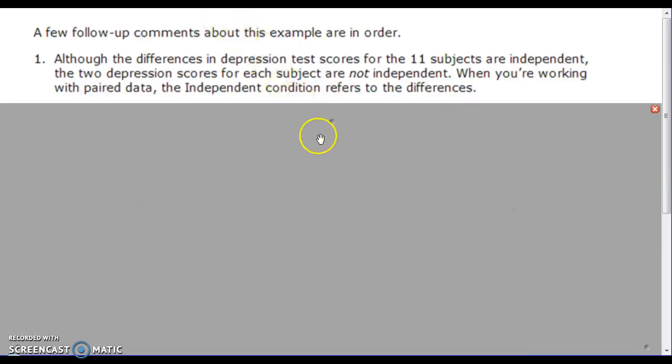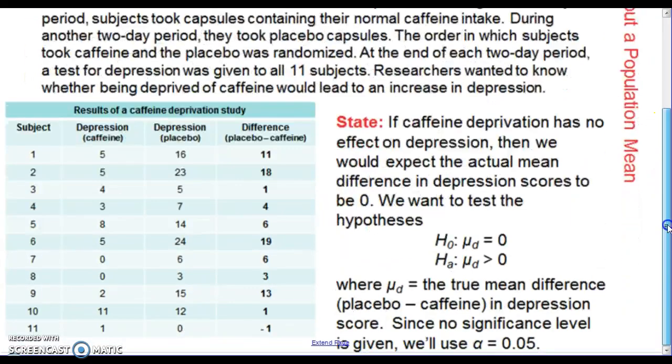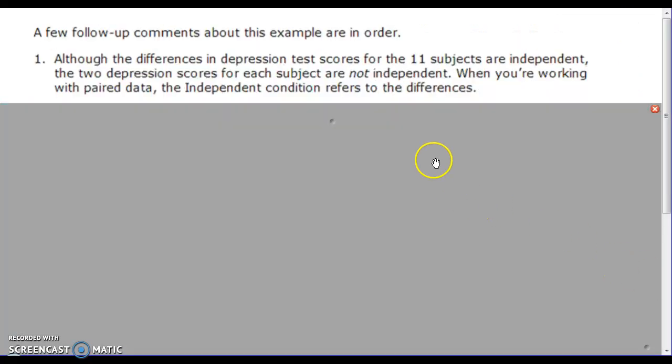A few follow-up comments about this example. Although the differences in the depression scores for these subjects are independent, the two depression scores for each subject are not independent. And when you're working with paired data, the independent condition only refers to the differences. So it's just that these scores are independent of each other. These are not going to be independent of each other because they are depression scores for the same person. So if one of these is higher, we would maybe expect the other one to be. But when working with paired data, it's just the differences that need to be independent.